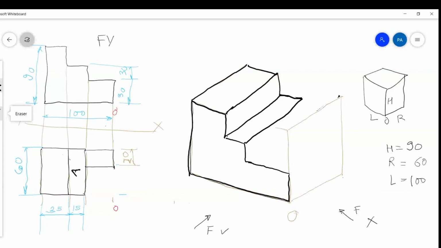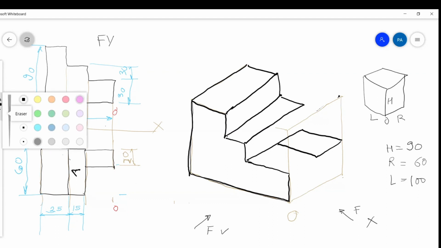And where is it? It is here. It is here. If I correct this, okay. Now if I see the top view, do I see this?